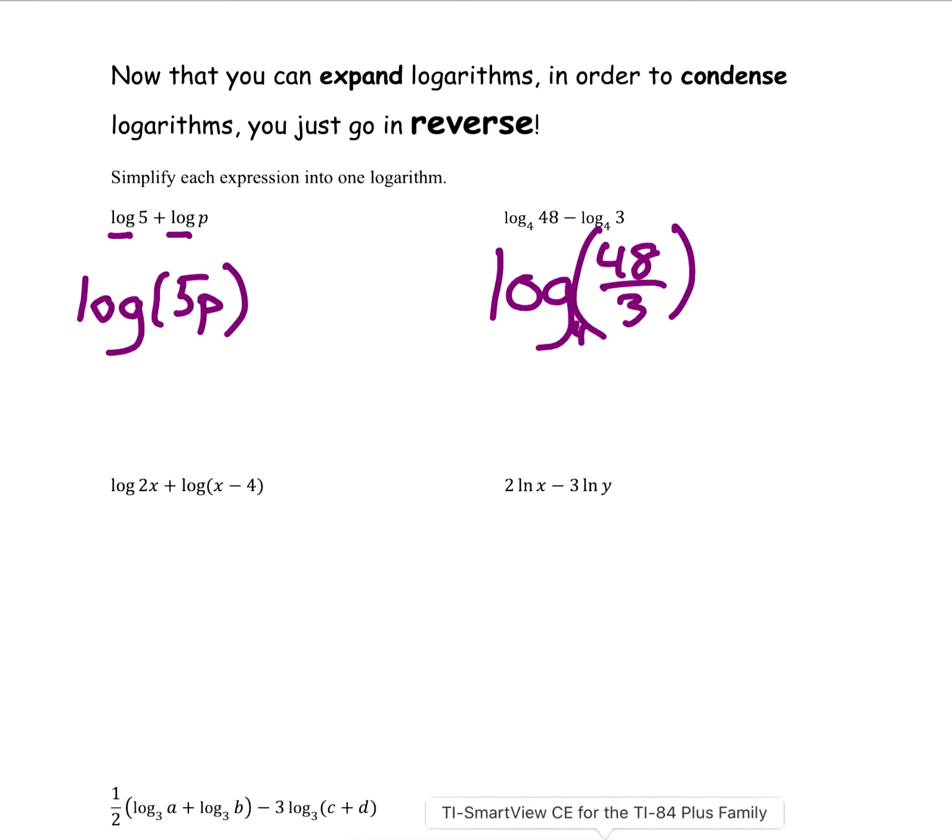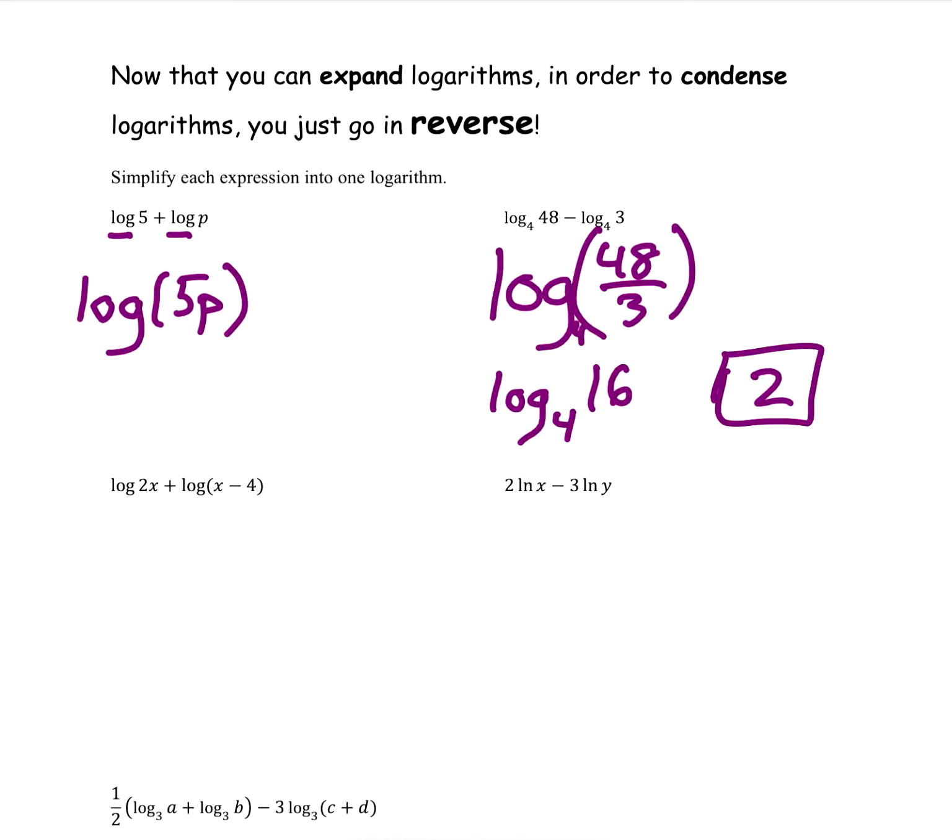So, don't forget, we're not done yet. We have to see if this can simplify more. So 48 divided by 3. That would be 16, so it'd be log base 4 of 16, which does simplify to just 2. I want you guys, see if you guys can do the next 2. Pause the video if you haven't.